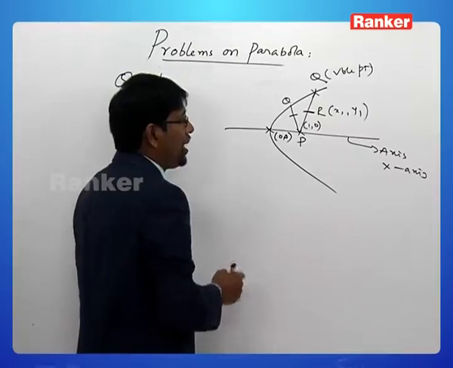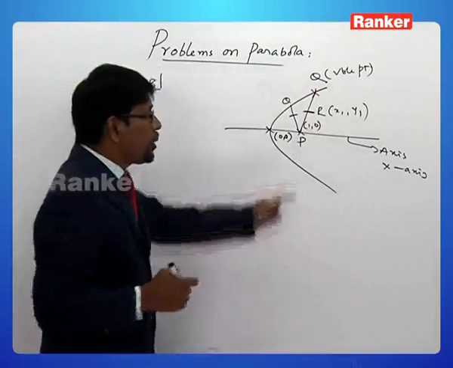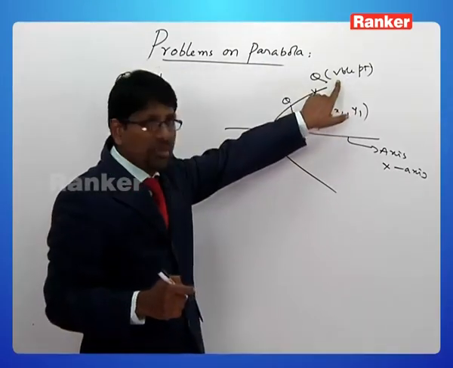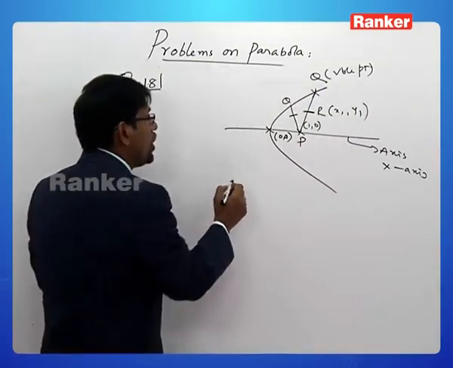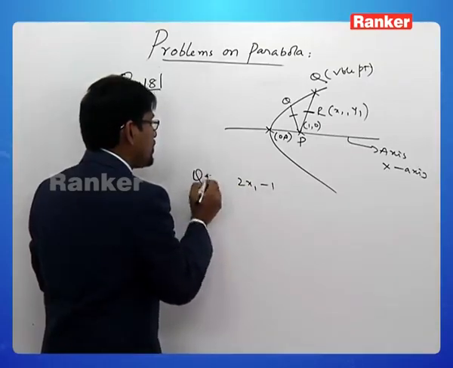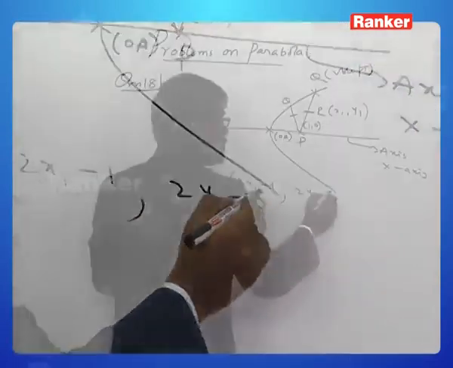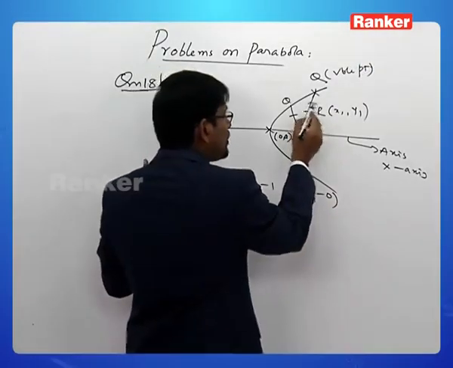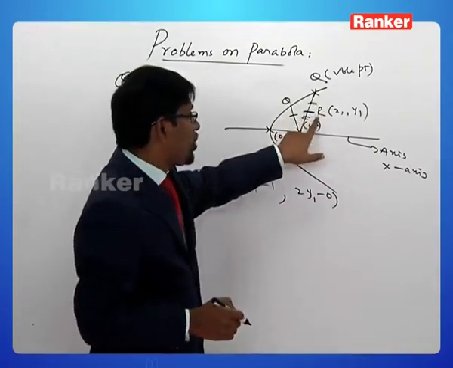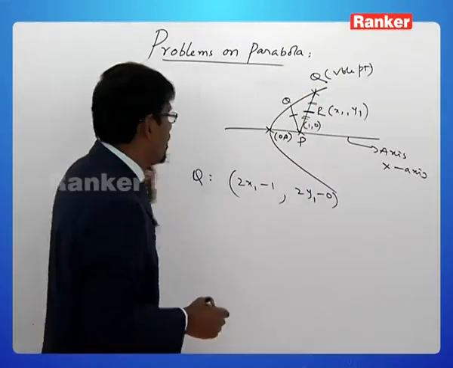So now clearly, how do I get the coordinates of Q? Twice the midpoint minus one end will give me the coordinates of the other end. Let's write the coordinates of Q: (2x1 − 1, 2y1 − 0). That is twice the midpoint. R we are assuming as the midpoint of PQ. So twice the coordinates of the midpoint minus one end will give me the other end. So we are writing that.